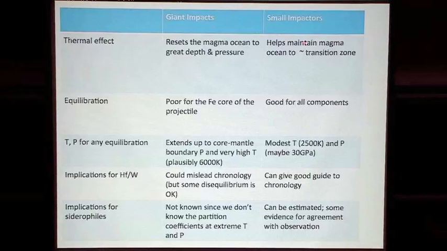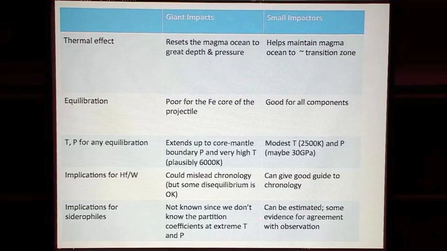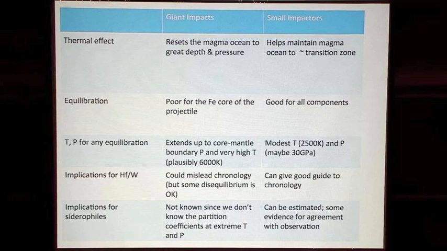So giant impacts and small impactors have different consequences. Giant impacts reset the magma ocean. Equilibration is less in those cases. Very high temperatures and pressures may be relevant. It may affect the hafnium-tungsten chronology. It's not clear that you have equilibrium in the last giant impact that made the moon, for example. And, of course, we're stuck a little bit with the siderophile story in general, because we don't have good data at the highest pressures, although people are starting to get there, and maybe in some average sense it's 50 GPa. I don't know what the number is. And Dave, I think you'll say something about that.